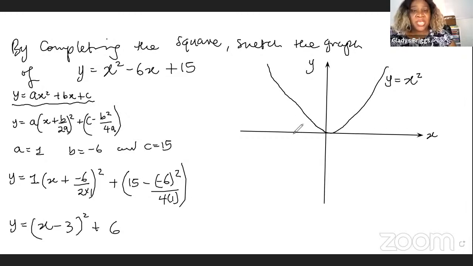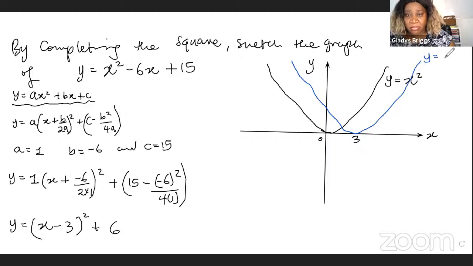Now, y is equal to x minus 3 squared is going to push this same graph from 0 to 3, to x plus 3. It's going to push it in the positive direction. So it's going to come here. That's y is equal to x minus 3 squared. Let me write that neatly for you guys so that you don't complain.